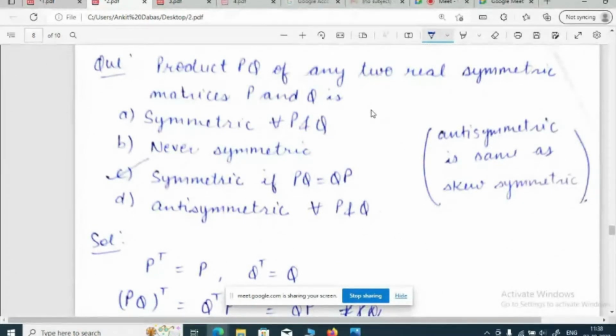We have another question: the product PQ of any two real symmetric matrices P and Q is. What we are given is symmetric matrices, so we are computing the product. If they are symmetric, P transpose is equal to P, Q transpose is equal to Q. In the options, there are two things, symmetric and antisymmetric. Antisymmetric is sometimes used for the term skew symmetric. So we have to compute whether in these cases it is symmetric or skew symmetric.